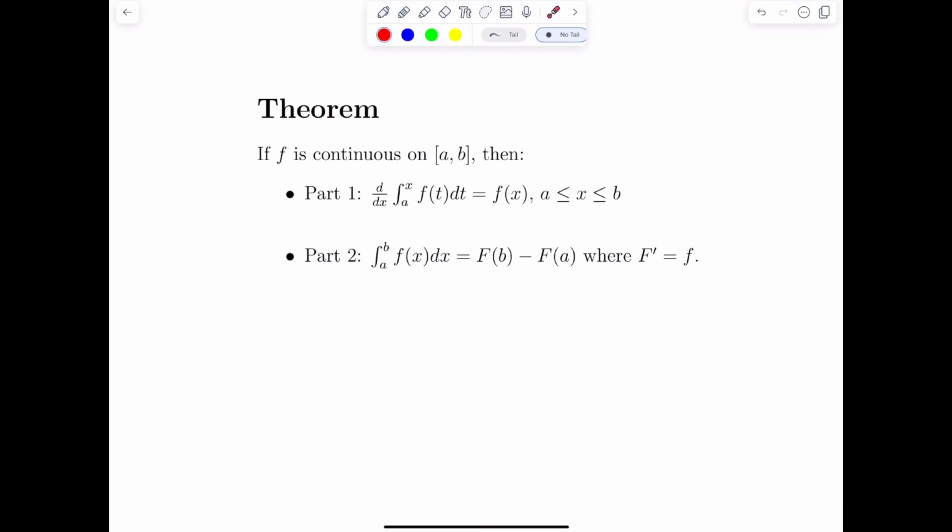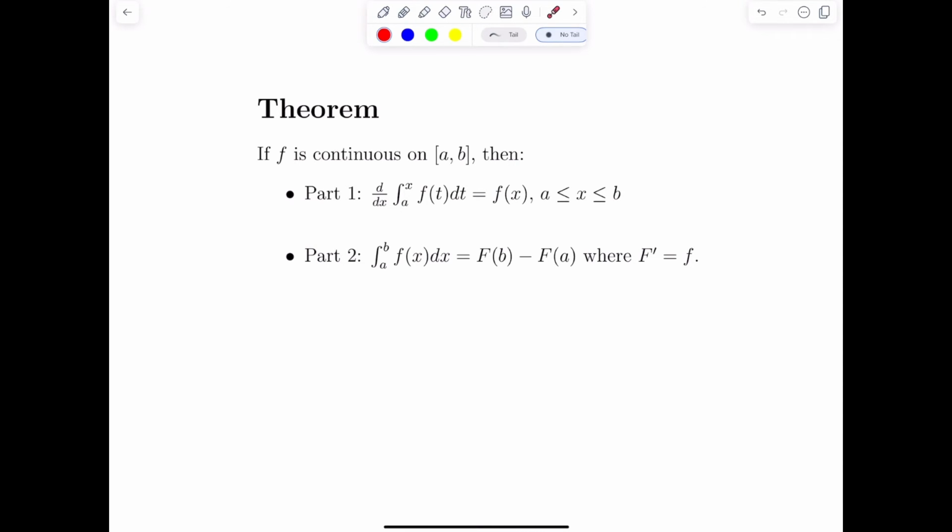Okay, so part 1 tells us if we take the derivative with respect to x of an integral, and it's not our normal definite integral. The lower limit needs to be a constant. It doesn't matter what it is. And then the upper limit is x, a variable. And we're differentiating with respect to that variable. And then here's our integrand, f of t dt. So the variable in the integrand is not the same as the variable in the upper limit. They can't be the same. Otherwise, it's not well defined.